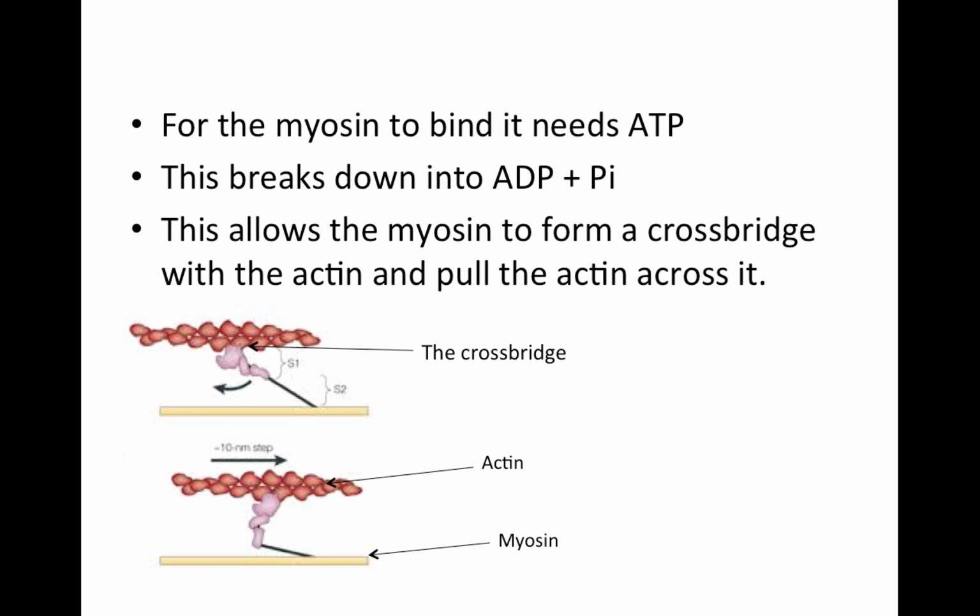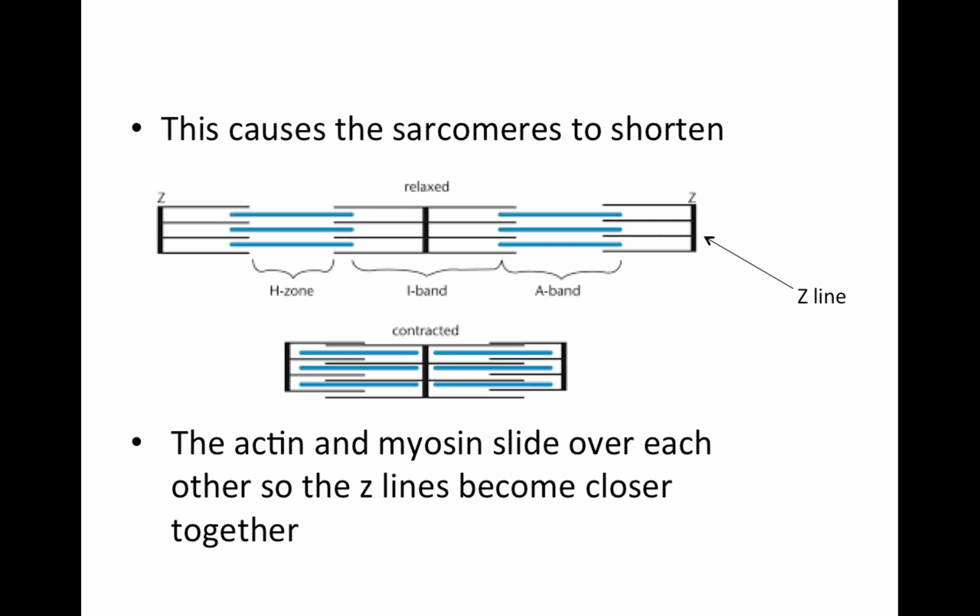For the myosin to bind with the actin, it needs ATP, which is the body's form of energy. It breaks this ATP down into ADP and Pi. This allows the myosin to bond with the actin. This bond is called a cross bridge. It then pulls the actin across it so they slide over each other in a rowing action. This shortens the sarcomere so the Z lines move closer together, which results in muscle contraction.